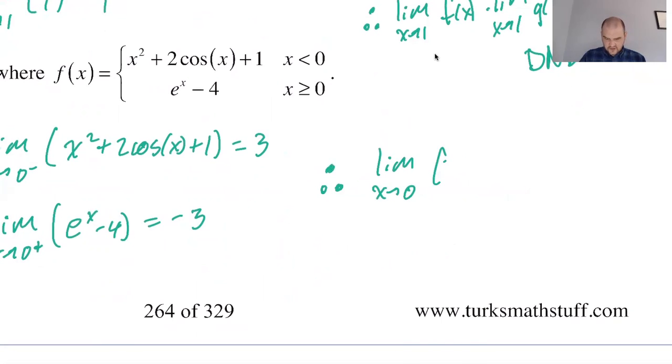Sometimes the iPad just goes crazy. All right, f of x does not exist. And we're done with this page.